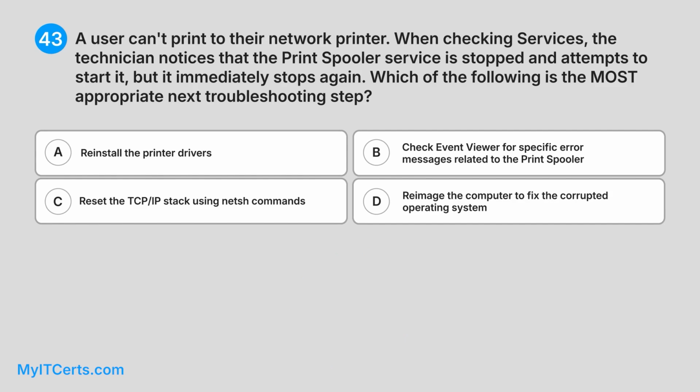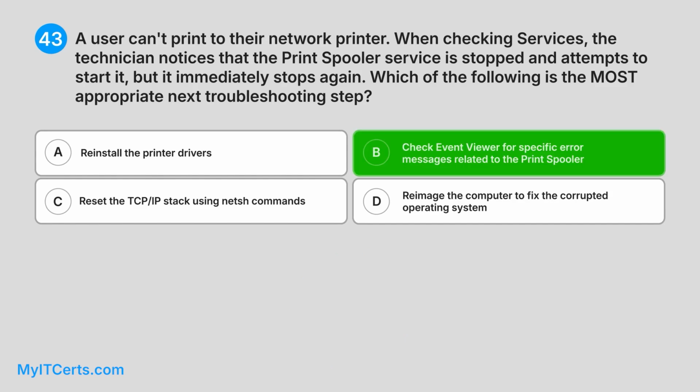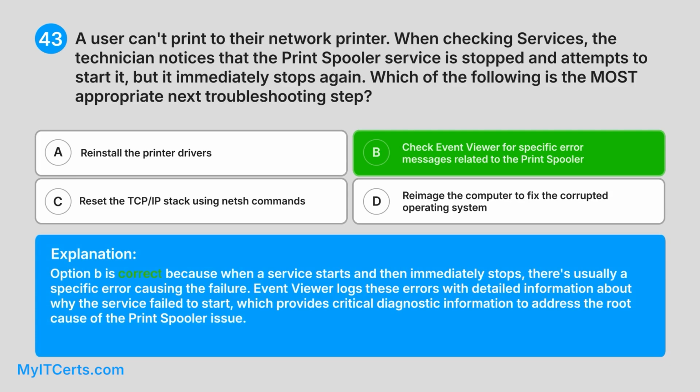Correct answer. B. Check Event Viewer for specific error messages related to the print spooler. Explanation. Option B is correct because when a service starts and then immediately stops, there's usually a specific error causing the failure. Event Viewer logs these errors with detailed information about why the service failed to start, which provides critical diagnostic information to address the root cause of the print spooler issue.